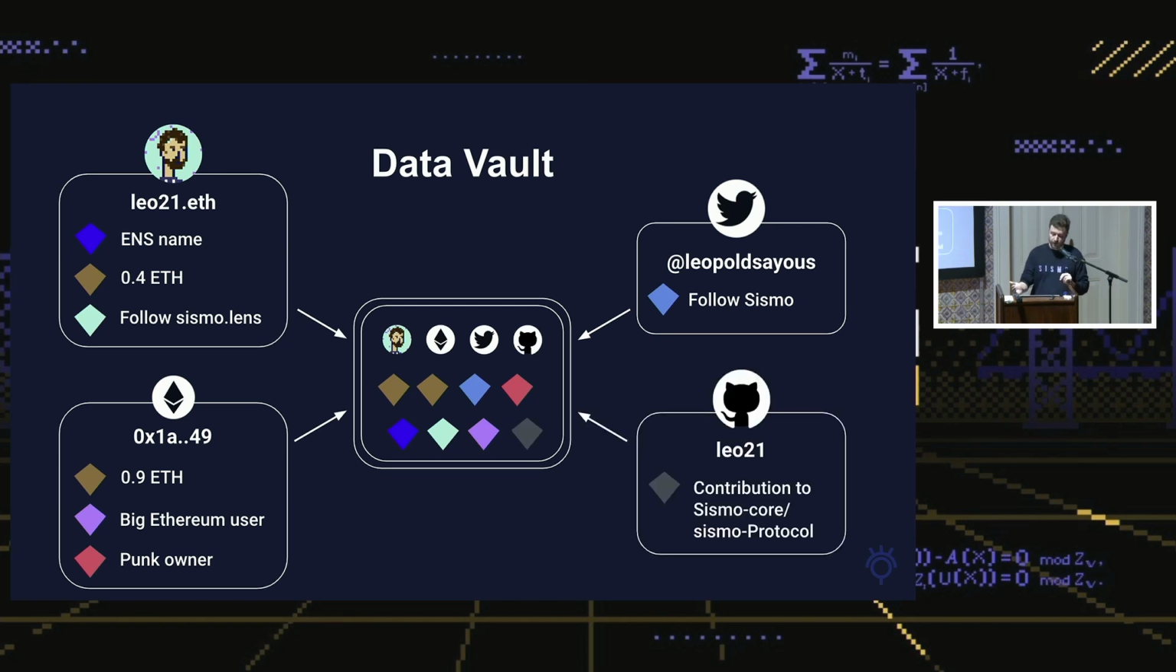You can also import GitHub accounts. One of the usages is that you can say, okay, I contributed to this repository, I contributed to, I don't know, a top DeFi project, Aave, and you will be able to prove that as a claim request.